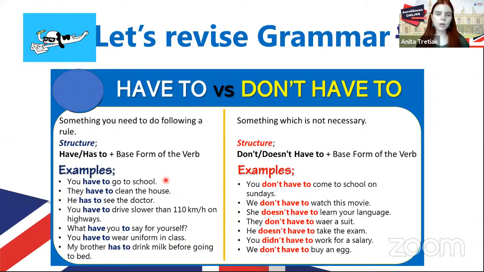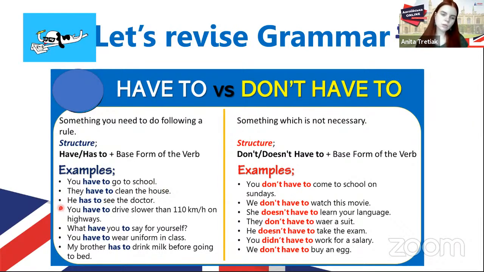Just some extra information that you need to share. Then they have to clean the house. The word they here, because like with have to, we have they have to clean. This is the base form, and then the house.